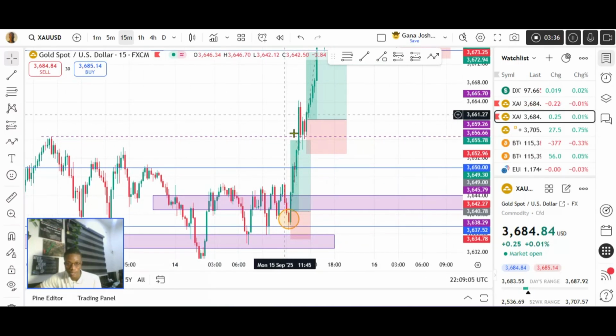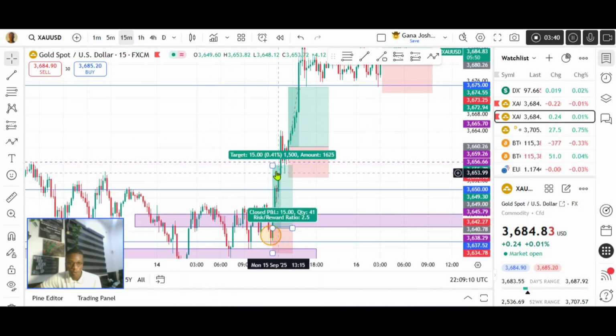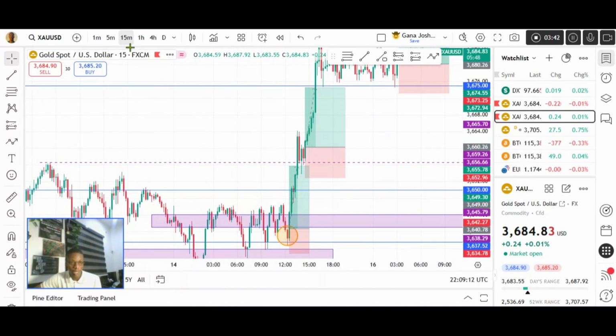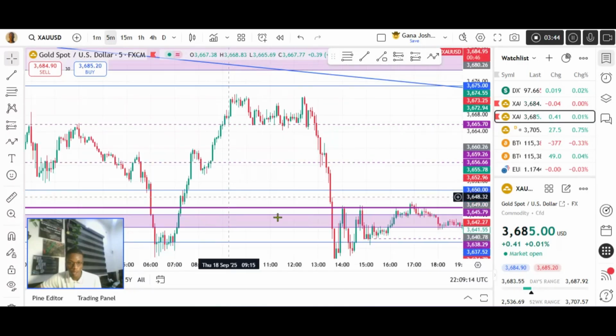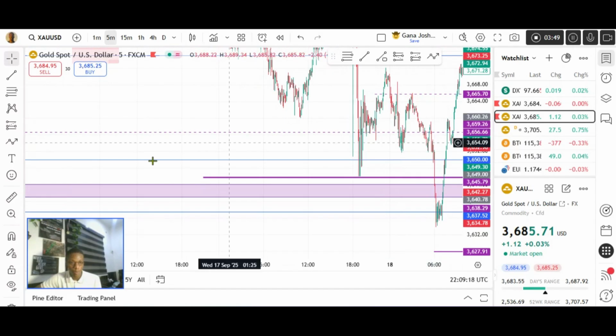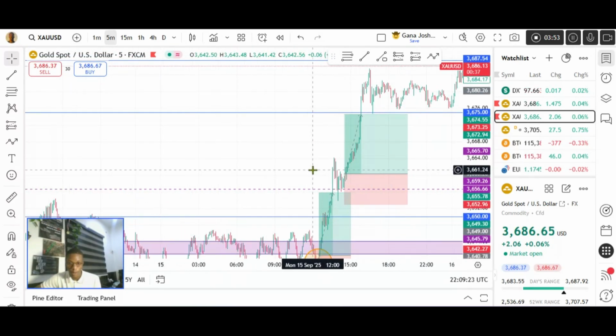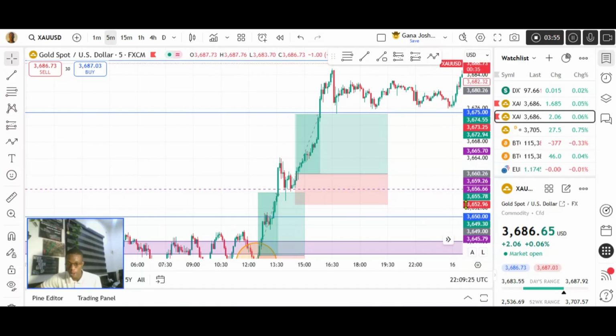What do we see around this level? This was the rationale behind this second entry. We took our profit here, but the market was moving, and if you go down to like 5 minute time frame, you would see that. Let's go back to our 5 minute time frame on why we took the second entry.